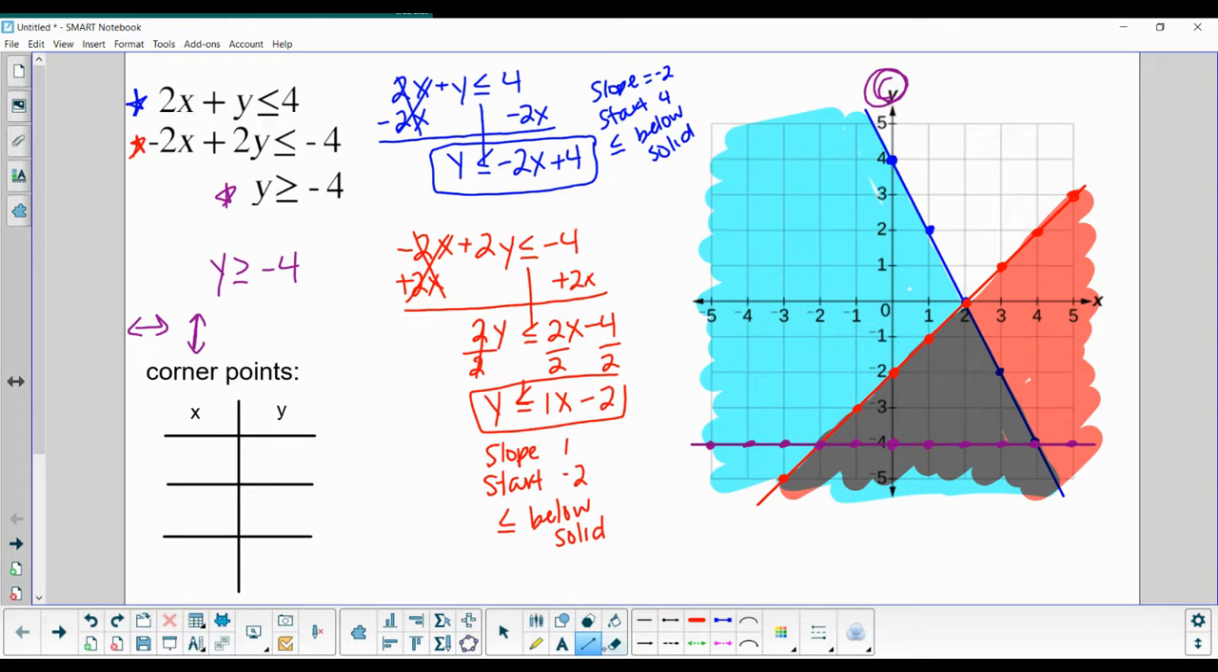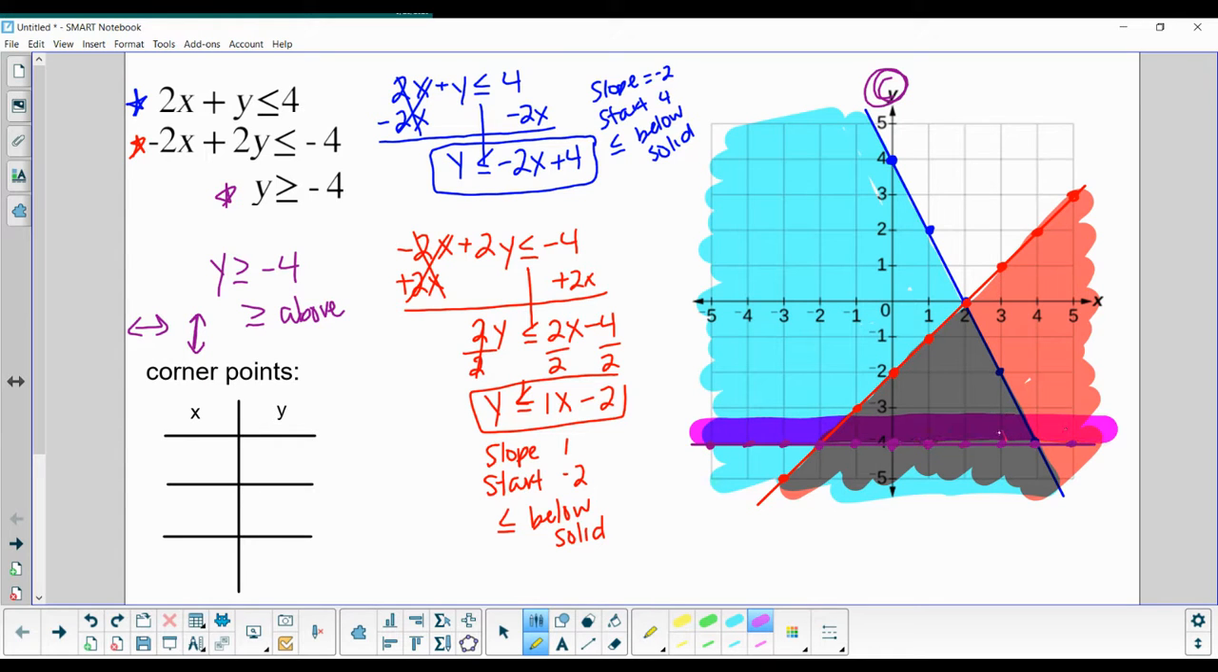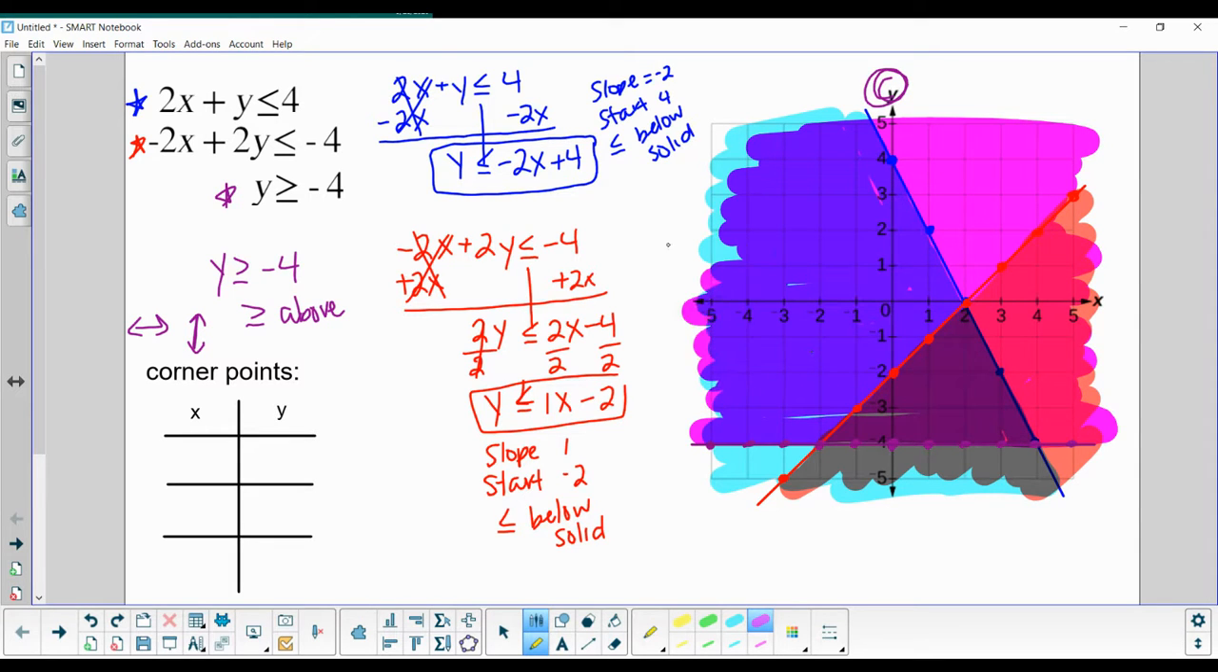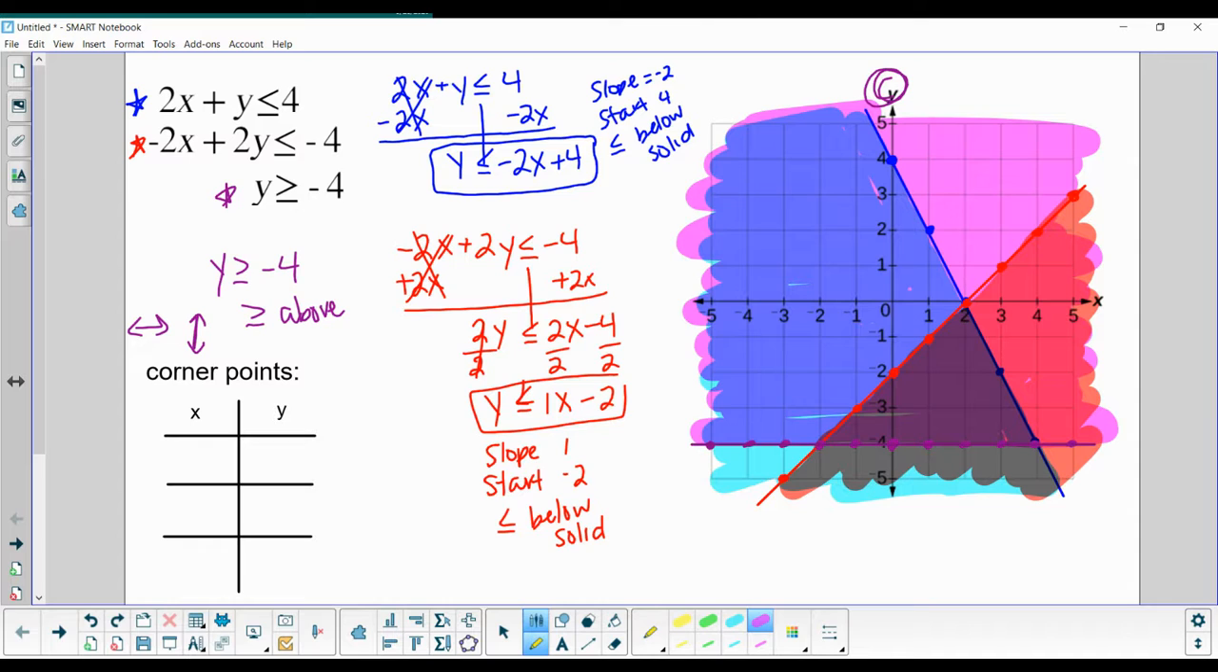And the shading for this one is, ooh, we didn't write that down. This symbol here means above. So we're going to shade above that line. So now that I have all my colors in the graph, and I've actually colored the entire graph, I need to figure out where my colors overlap. So I'm going to take a pen and I'm just going to mark where all of my colors overlap.